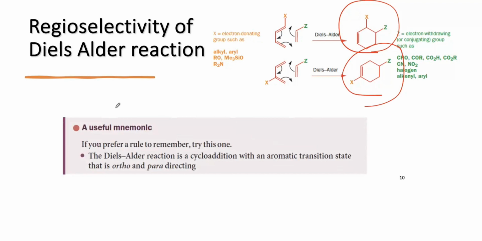So this is the useful mnemonic that we can use. If you prefer a rule to remember, try this one. The Diels-Alder reaction is a cycloaddition with an aromatic transition state, that is ortho and para directing. So in Diels-Alder reaction we will get either ortho product or para product. If the diene is 1 substituted diene, we will get 1,2 product as the major product, and if the diene is 2 substituted, we will get 1,4 product, that is para product, as the major product.